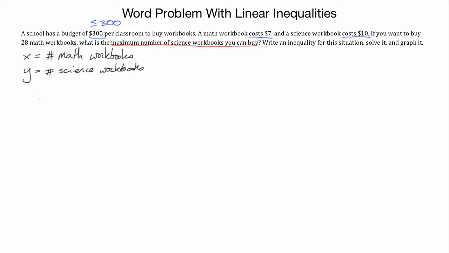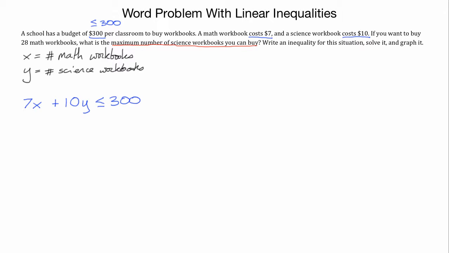Each math workbook costs $7, and I purchase x number of them. So 7 times x is going to be how much money I spend on all the math workbooks. I add to that spending $10 for each science workbook. So that's the total amount of all the money I spend on science workbooks. If I combine those two together, I have to stay within my budget, either less than or equal to $300. There's an inequality that represents this situation.